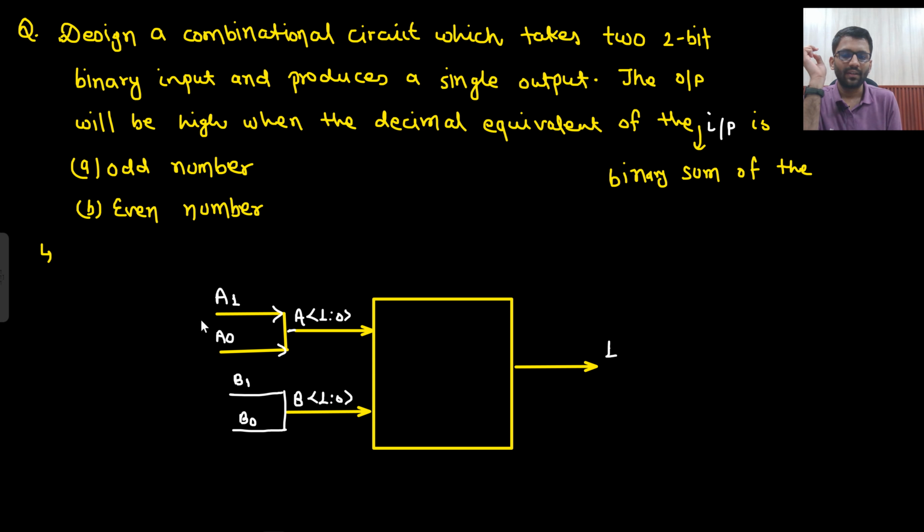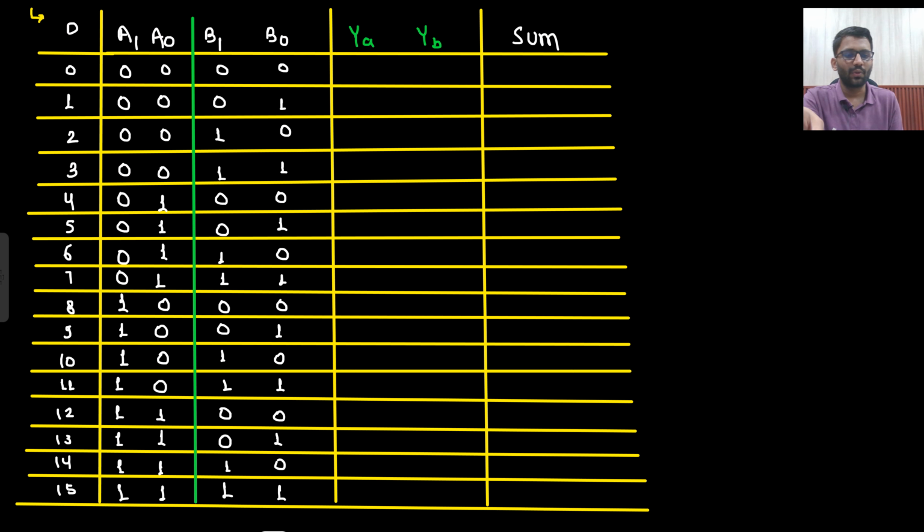So what all can happen? 00 is added with 00, 01 is added with 00, 10 is added with 00, and 11 is added with 00. So all the possible combinations of 4 bits we have written.